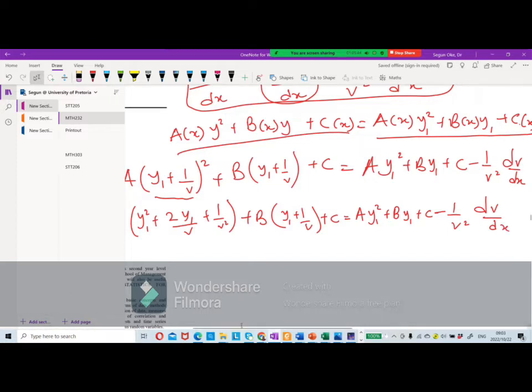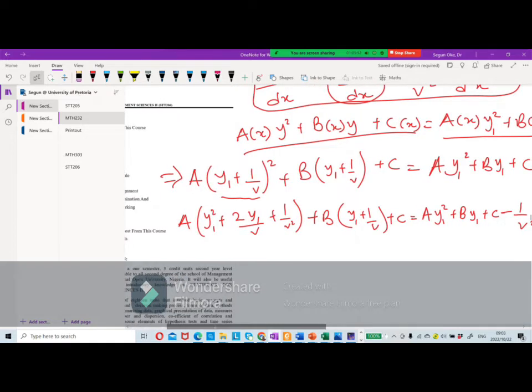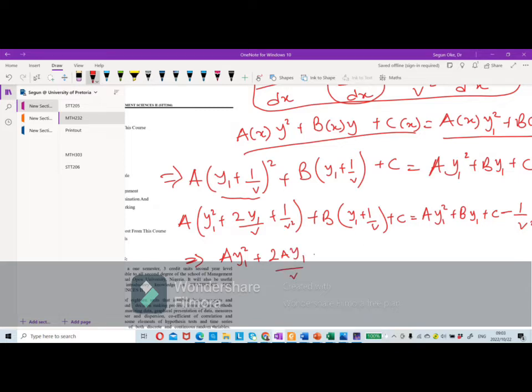So let's open the bracket with A first and see what we have. When you open the bracket, you have A y1 squared plus 2A y1 over V plus A over V squared plus B y1 plus B over V plus C. Let me just put equals on that so that we can see the ones that cancel. Equals to A y1 squared plus B y1 plus C minus 1 all over V squared dV dx. So which ones cancel each other? A y1 squared goes with this.